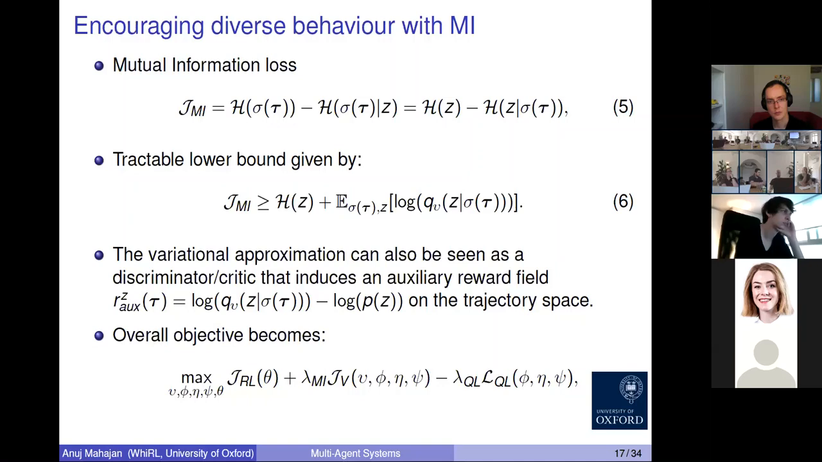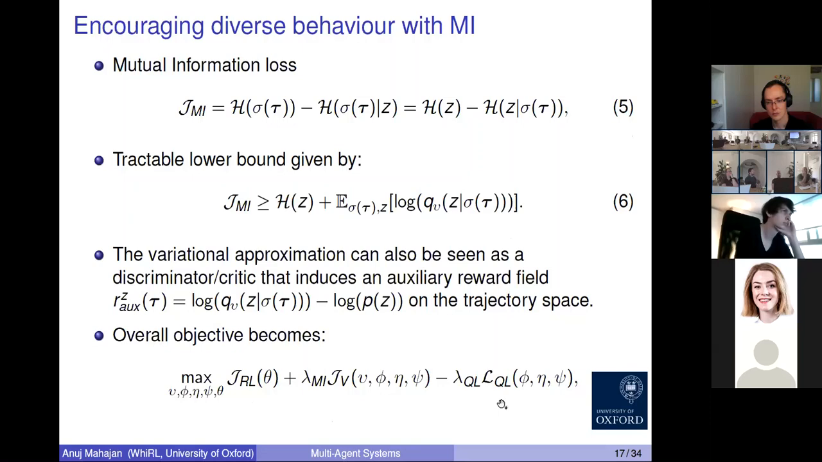And as this entity in equation 5 is quite intractable for any kind of generic distribution, we introduce a lower bound for maximizing this using the Jensen inequality. And the overall objective then becomes a combination of these three losses, which are individually trained in phases.